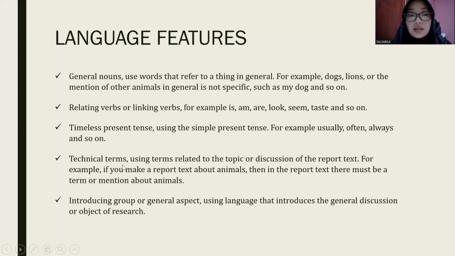Fourth, technical terms, using terms related to the topic or discussion of the report text. For example, if you make a report text about animals, then in the report text, there must be a term or mention about animals. The last, introduction group or general aspect, using language that introduces the general discussion or object of research. So that's all from me, and the last material will be explained by Rati Putri Anggreani. Time is yours.